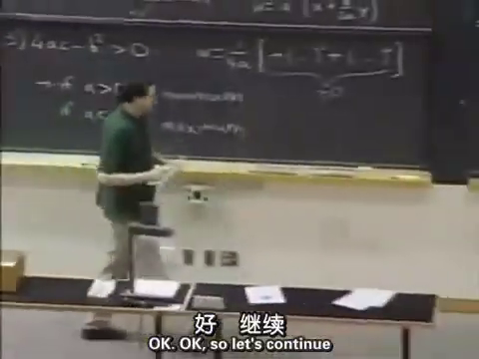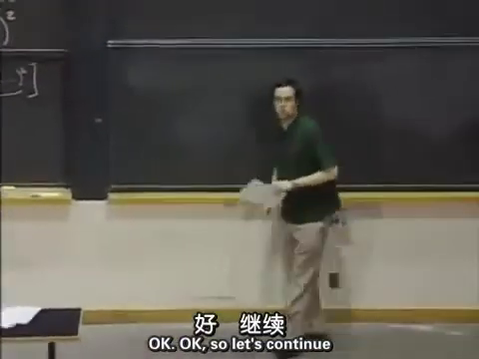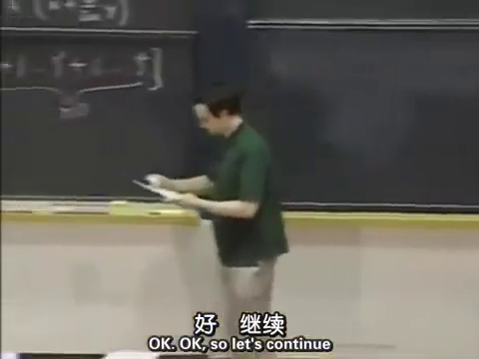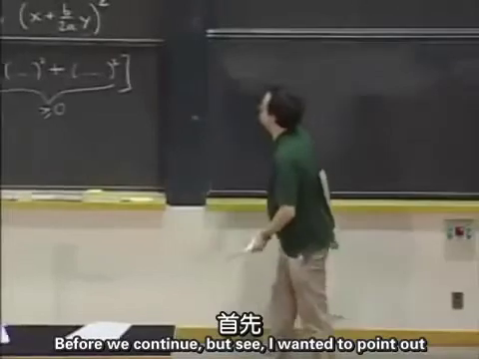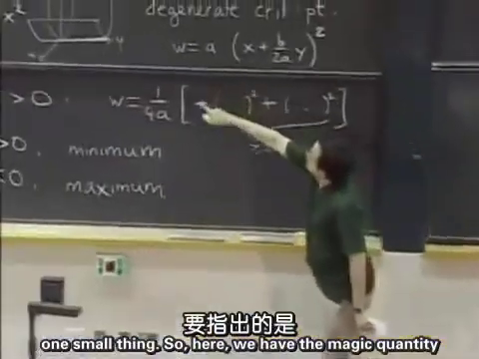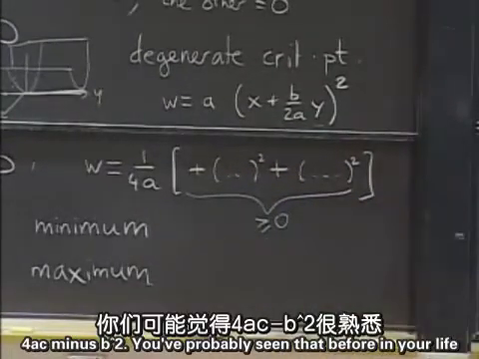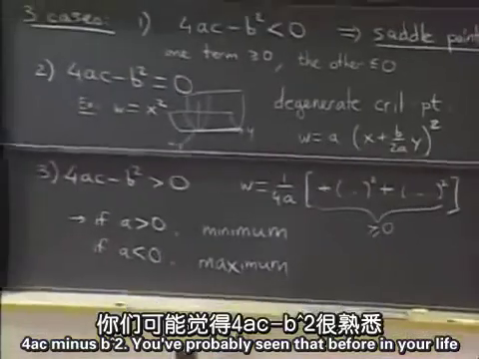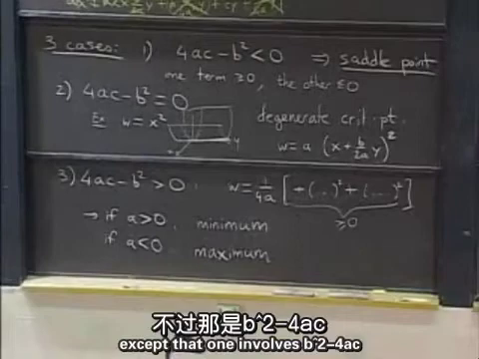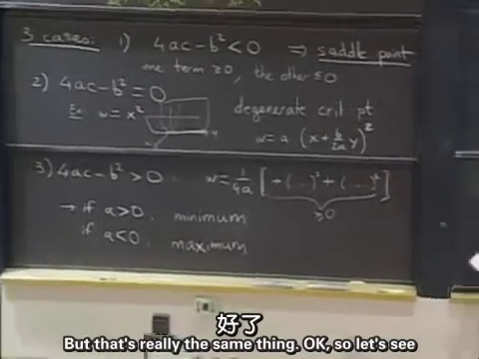Okay. So let's continue. Oh, before we continue, I wanted to point out one small thing. Here we have this magic quantity, 4ac minus b squared. You've probably seen that before in your life. It looks like the quadratic formula, except that one involves b squared minus 4ac, but that's really the same thing.